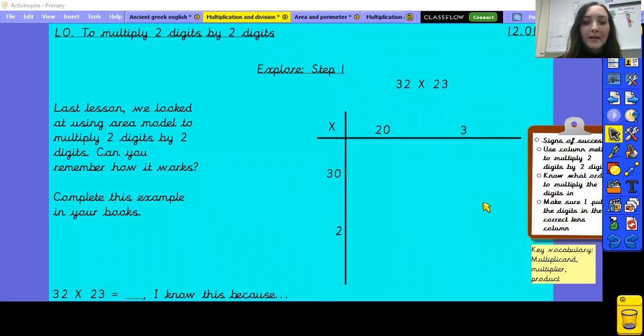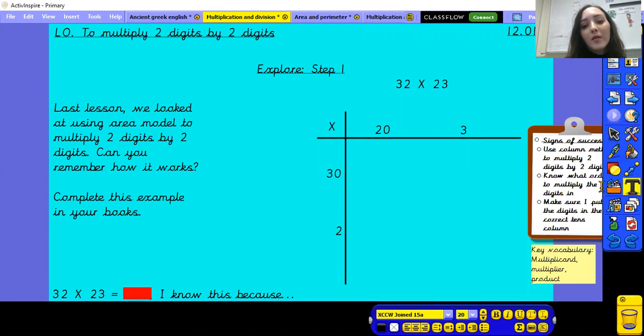Okay, so if you think back to last lesson, we looked at how we used area model to multiply 2 digits by 2 digits. So what I want you to do is pause the video and use your knowledge from last lesson to have a go at this example on the board. Okay, well done everyone for having a go at that. I'm now going to talk you through how we do it.